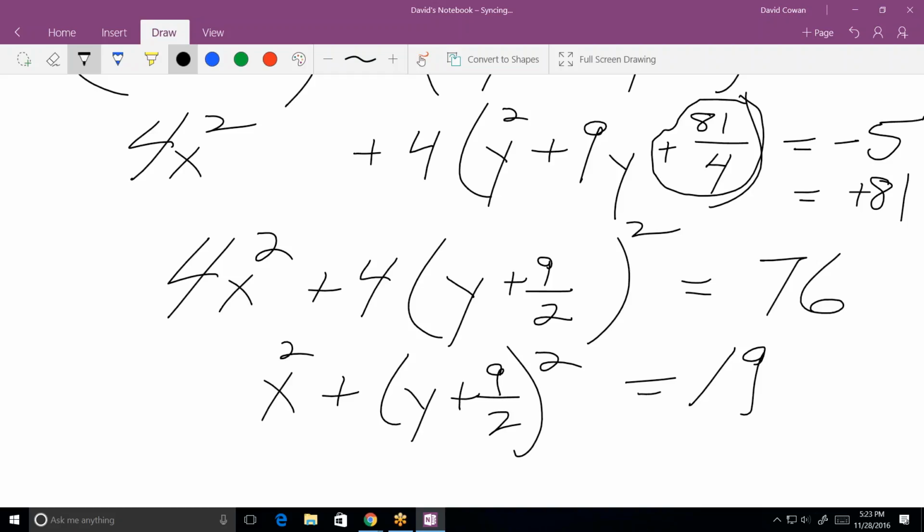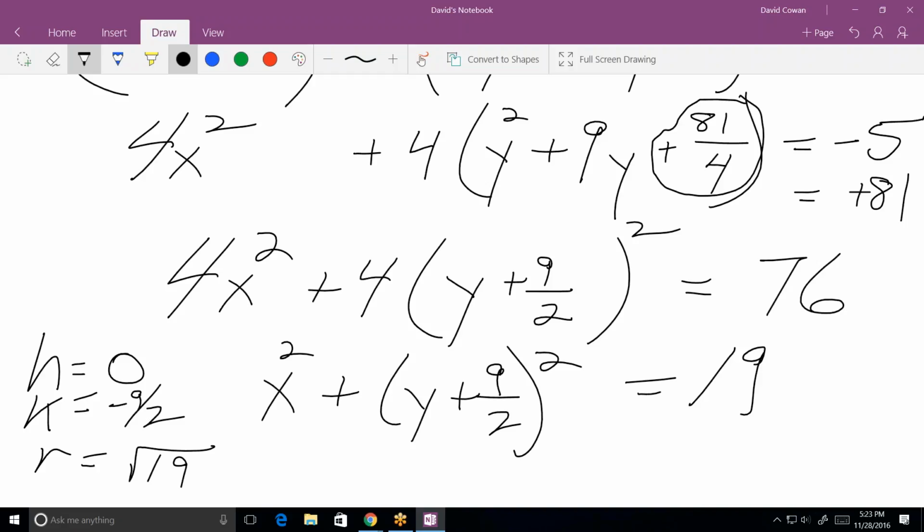There's your standard format for a circle. What's h? h is 0. k is? k is negative 9 halves. And r? It is the square root of 19, which we know is simplified because it's prime. Any prime number is not going to have any factors at all.